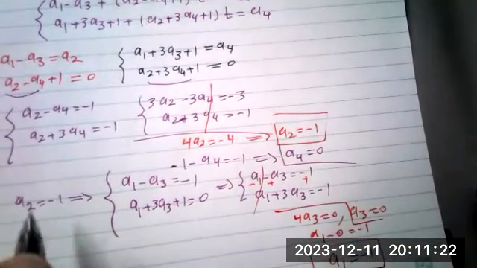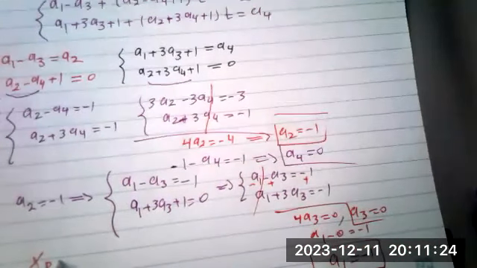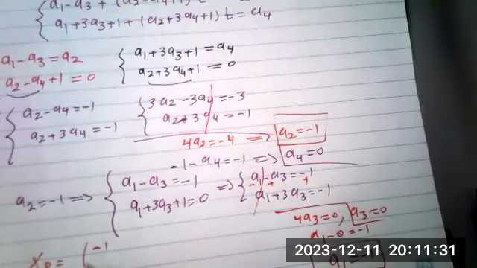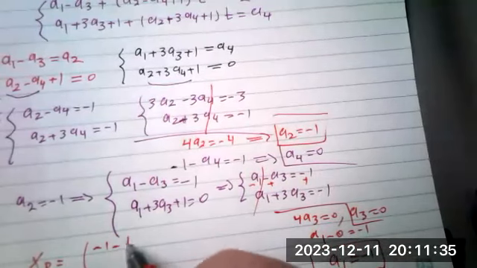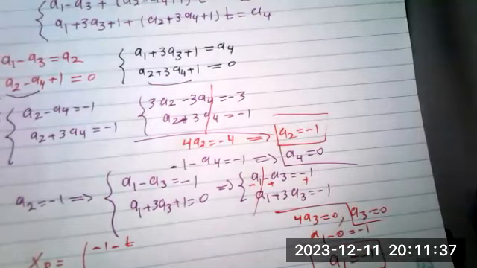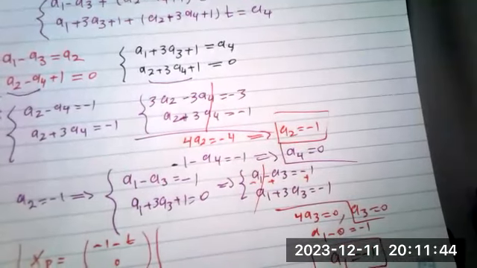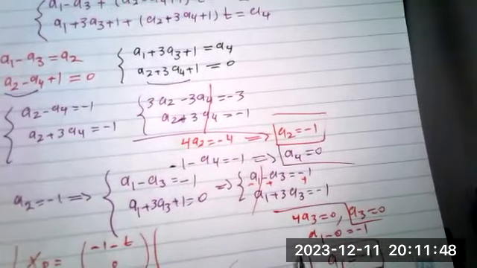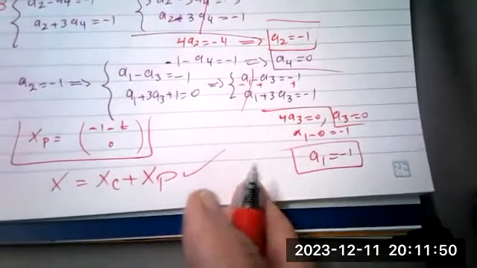So we are ready to give you the XP. So what's going to be the XP? What's A1? -1. A2, -1, so -T. A3, 0, and A4, 0. That's it. So that gives you XP. So XC plus XP is the final answer.